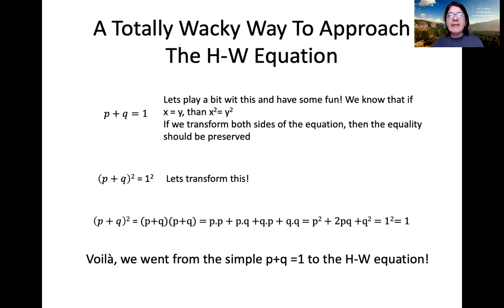So if X equals Y, we also know that X squared should equal Y squared, right? That's a rule in algebra. So what if we square P plus Q? Well, it should read like this: P plus Q squared should equal 1 squared, but 1 squared is 1. So really P plus Q squared is 1. And if you expand P plus Q squared using algebraic rules, you get P squared plus 2PQ plus Q squared, okay? So we just transformed the P plus Q equals 1 equation into the Hardy-Weinberg equation. Voila.